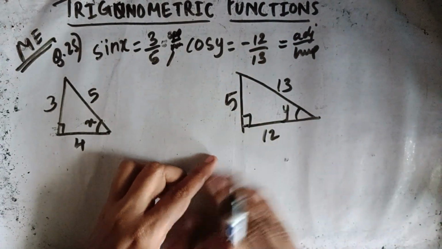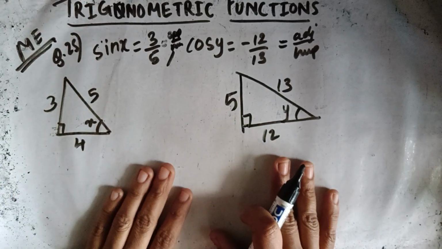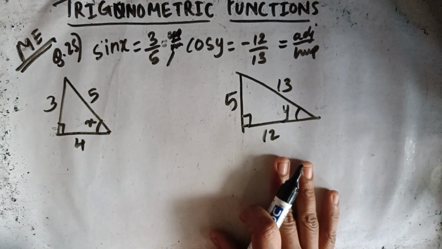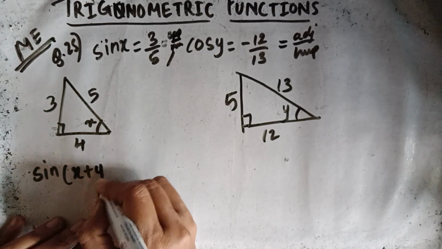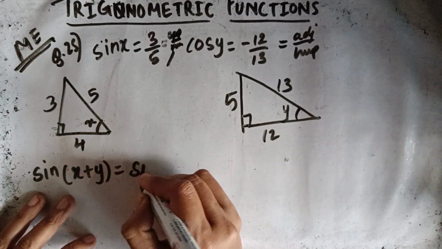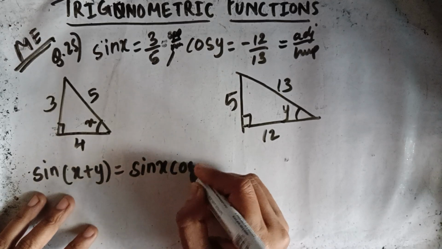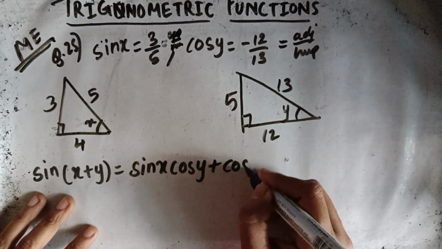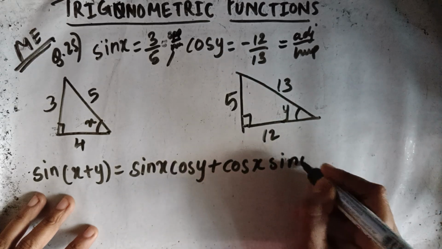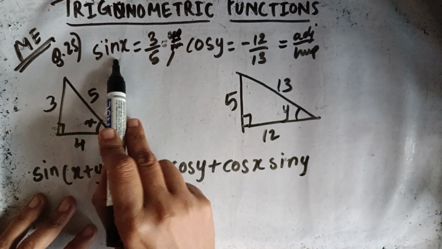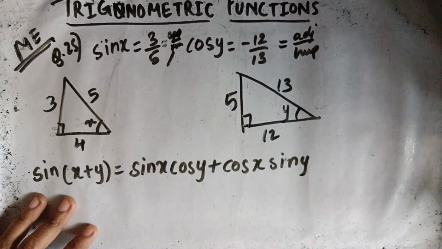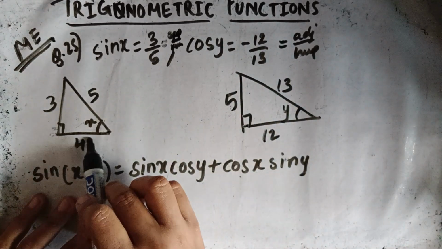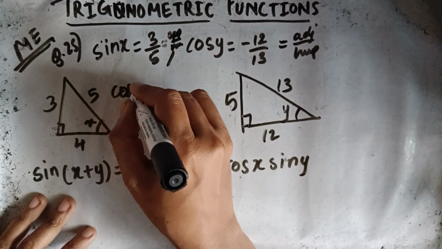Now we have both the triangles. We have to find sin(x plus y). Sin(x plus y), we know the sin(a plus b) formula: sin x cos y plus cos x sin y. We have the sin x value, and cos y is also there. Cos x value we want, so you have to write cos x.